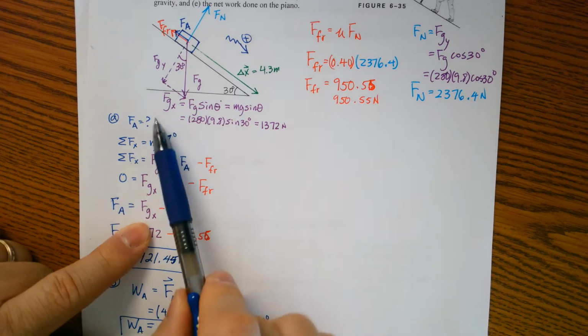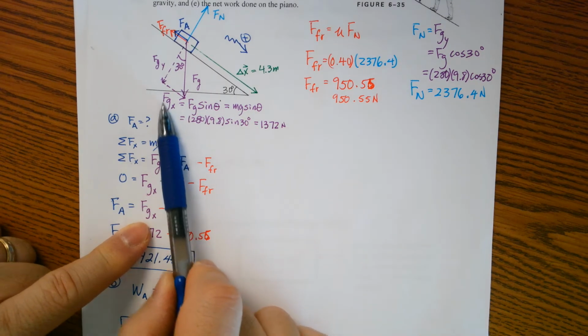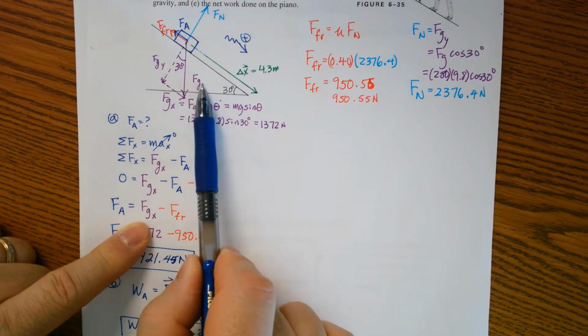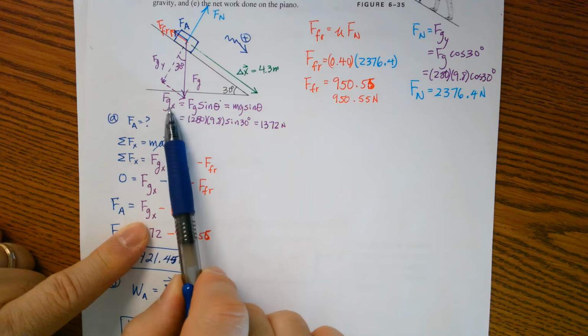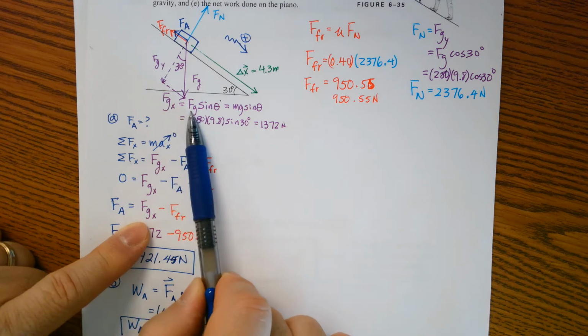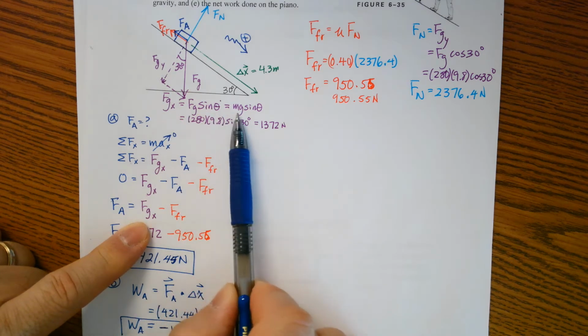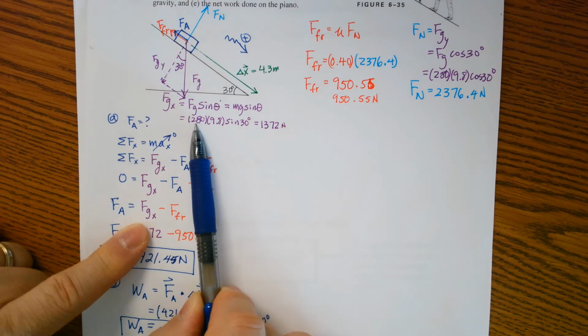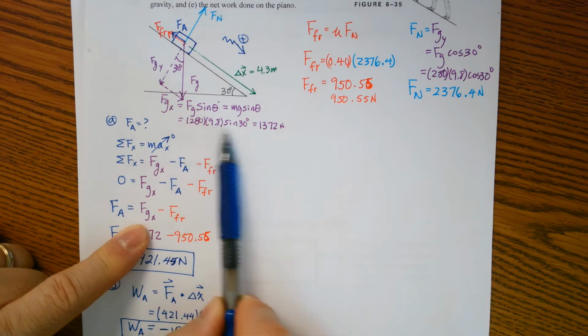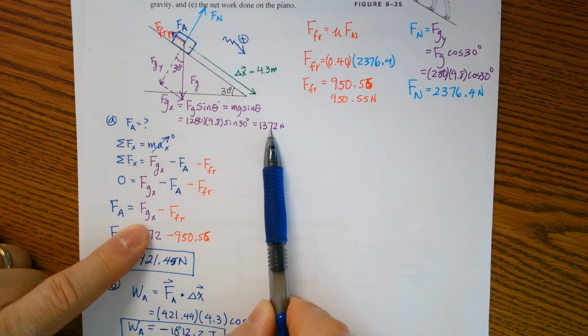Well, what is Fgx? Fgx is really nothing more than the opposite component of my Fg at 30 degrees. So Fgx is equal to Fg times sine of theta, or mg times sine of theta. So m is 280, g is 9.8, sine of 30 comes out to 1372.